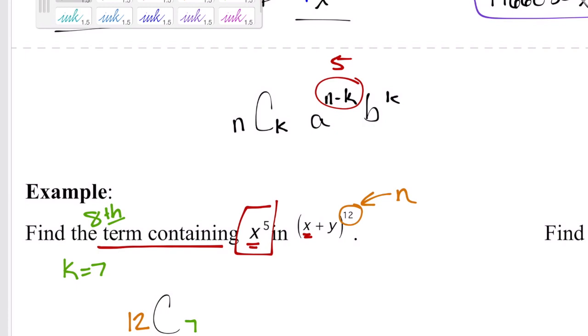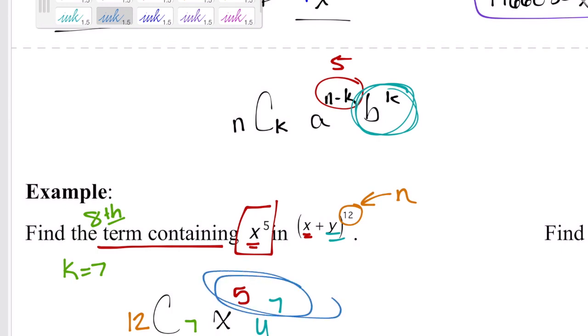So then I have my x, again we know that's to the 5th, and my y value, which is in the place of the b, is going to have the same exponent as whatever k is. So in this case, it's going to have 7. Also, something that I want you guys to keep in mind is that anytime we're doing these, my 2 exponents here always, always, always add up to whatever the n is, every single time.